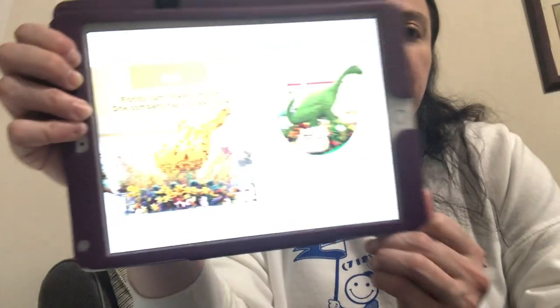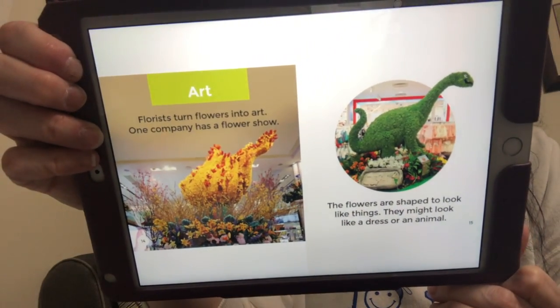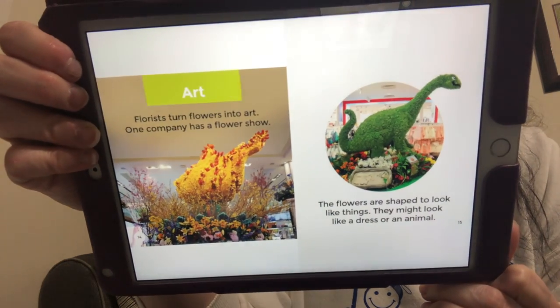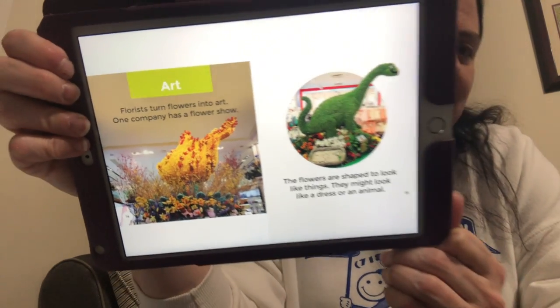Art. Florists turn flowers into art. One company has a flower show. The flowers are shaped to look like things. They might look like a dress or an animal. See, some people use flowers to make art. Isn't it pretty?